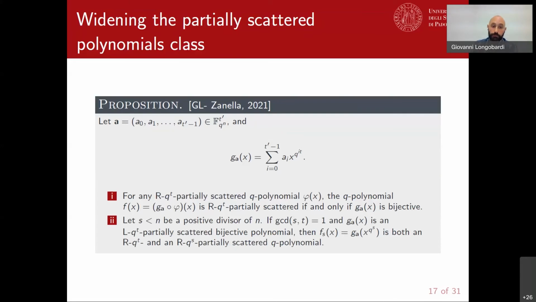And also, if we have n and s, a divisor of n, and this hypothesis holds, then the composition of G_A of this type with the monomial x^{q^s} is both L_{q^t} and R_{q^s} q-polynomial. So now we want to see if this sort of polynomial exists, and so we construct some examples, some classes, some families of these polynomials.